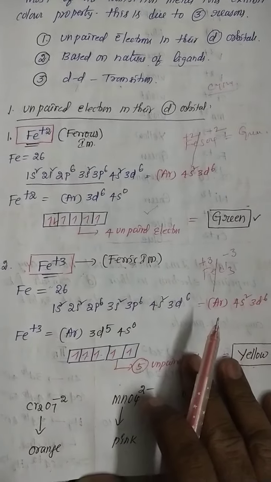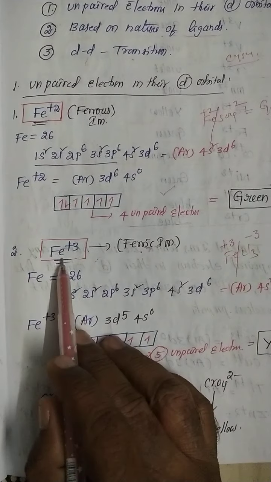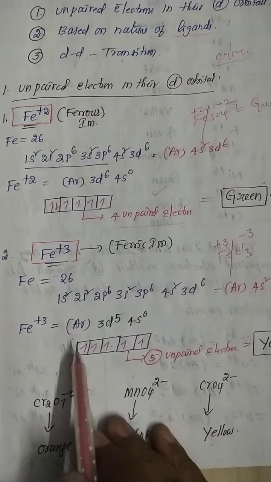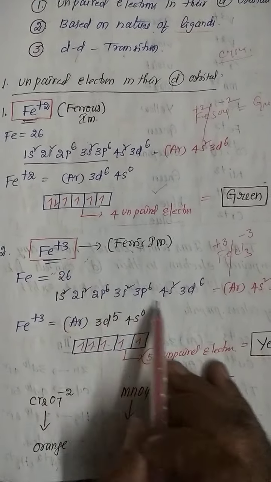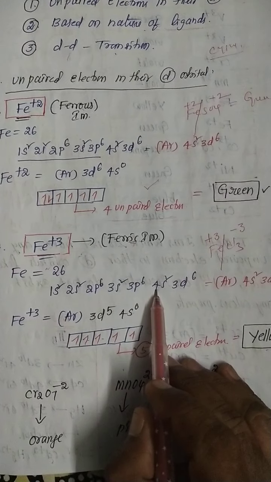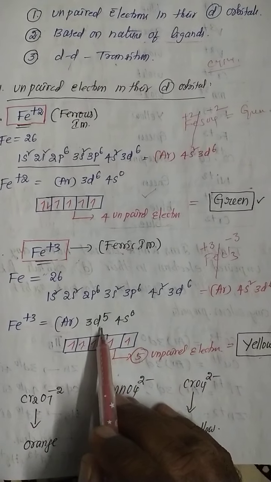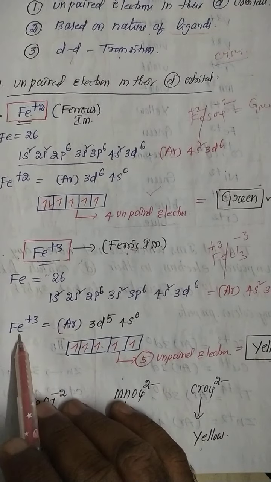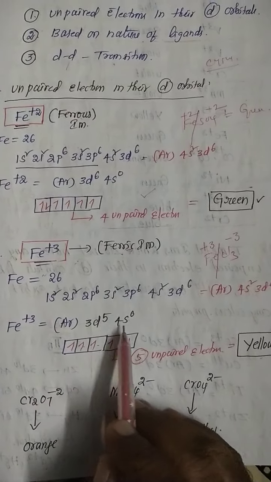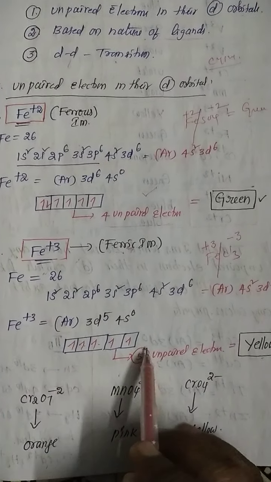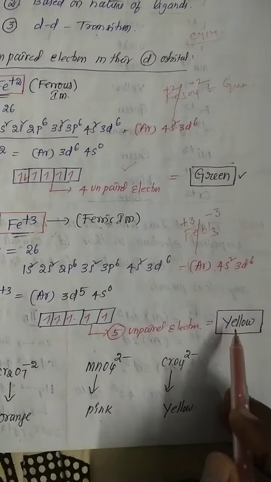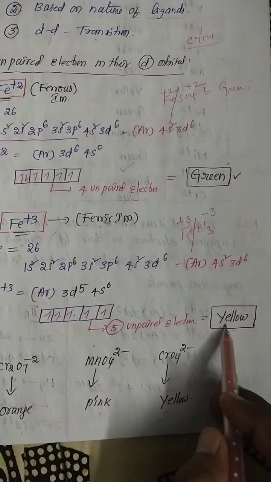Is it clear? Next, in case of Fe plus 3, ferric ion. Ferric ion means 3 electrons are lost, 2 electrons from the 4s orbital and 1 more electron from the d orbital. That's why the final configuration of the ferric ion is 3d5 4s0. 3d5 means 5 unpaired electrons. 5 unpaired electrons decide the color as yellow color.